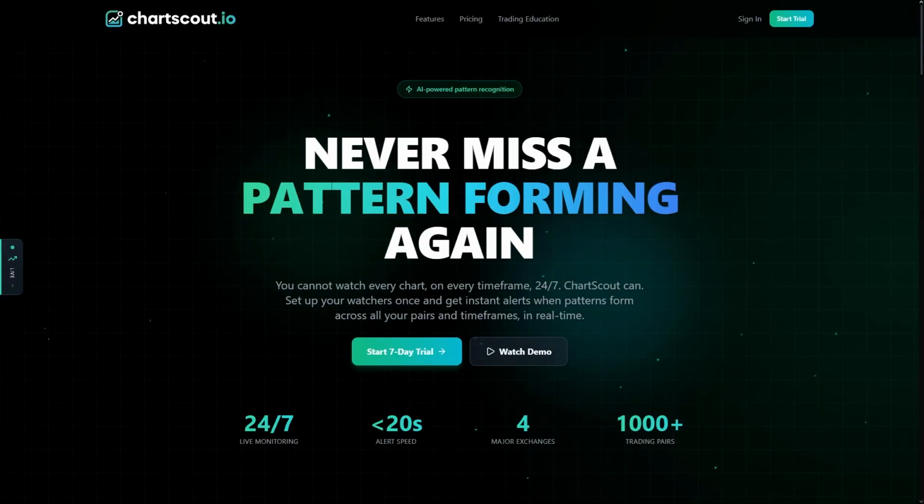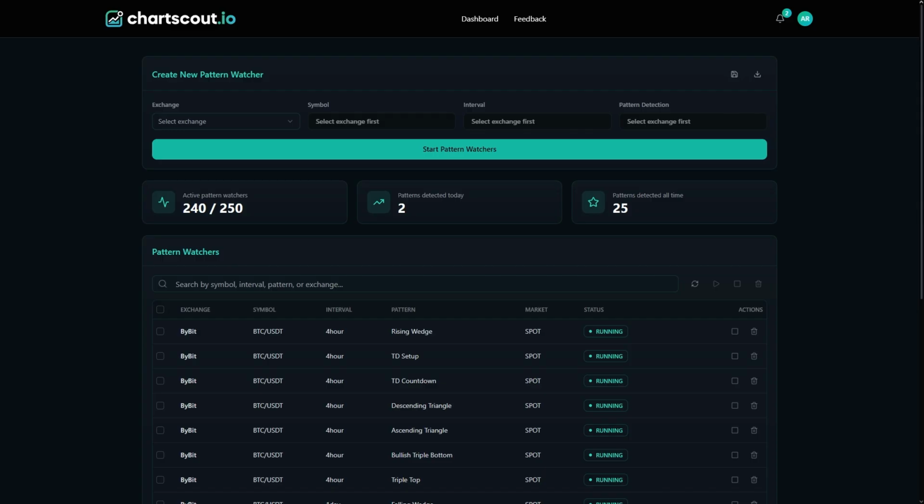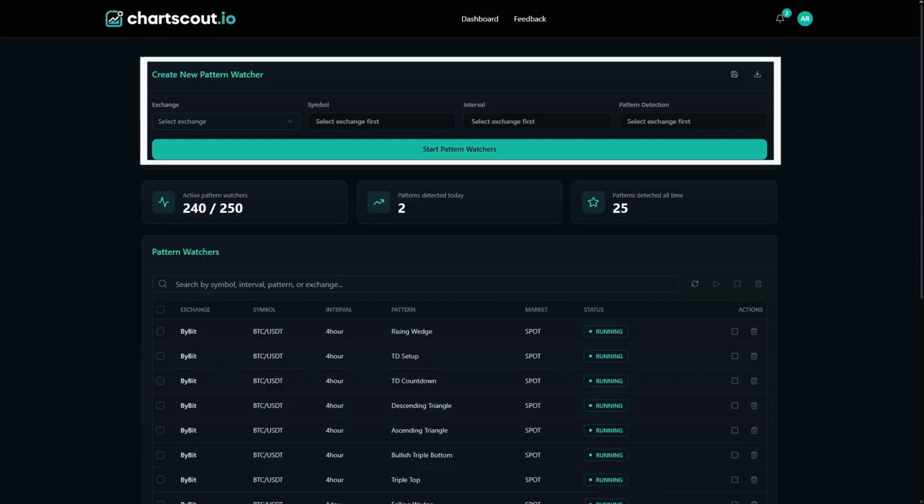ChartScout fixes that. And I want to show you exactly how it works today because the workflow is genuinely different from anything I was using before. Once you log in, this is your dashboard. At a glance, you can see how many pattern watchers are currently active, any recent detections, and right at the top is where you create new scans.